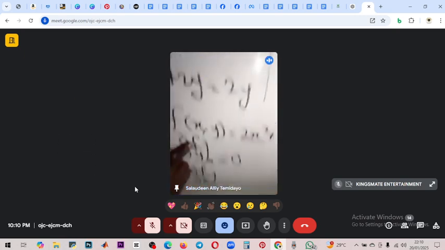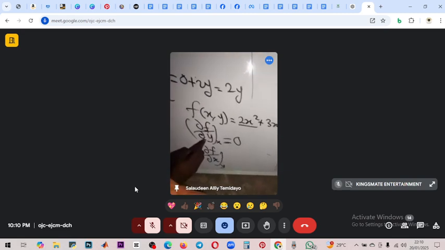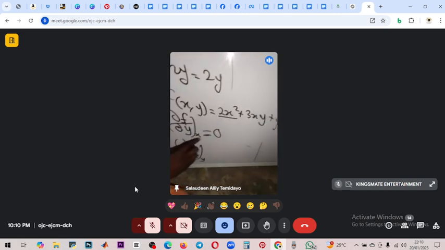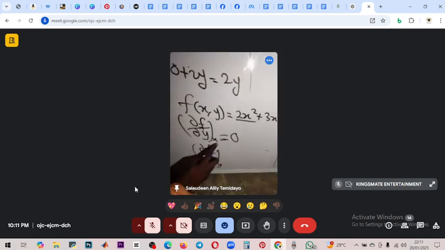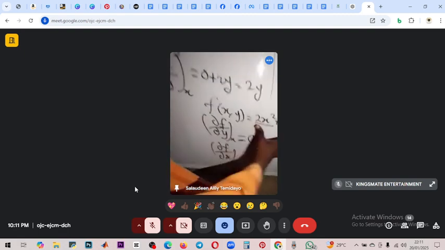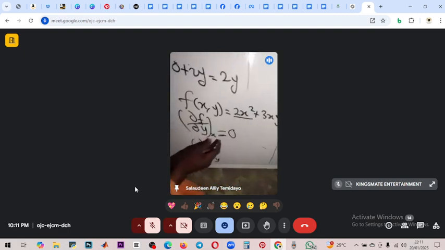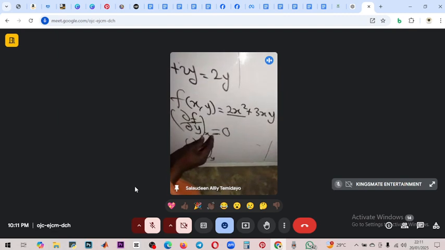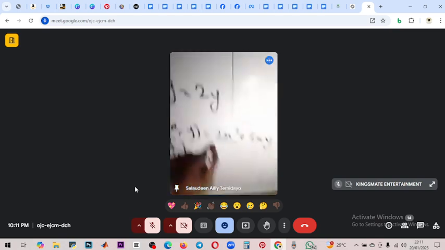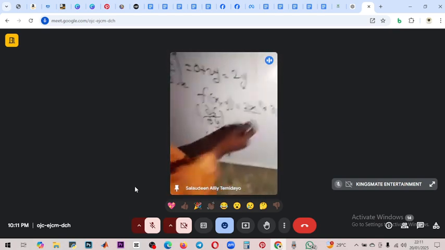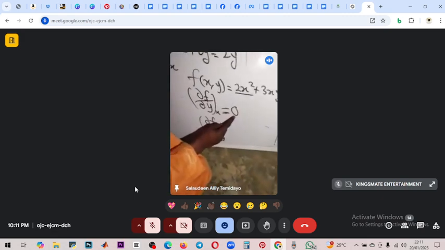I said this is the df/dy. This x written down here means you are making x a constant. So in this thing now, the df/dy, making x a constant means whenever you have x, the derivative is 0. So the derivative of everything here, since they are all constant, is what? 0.